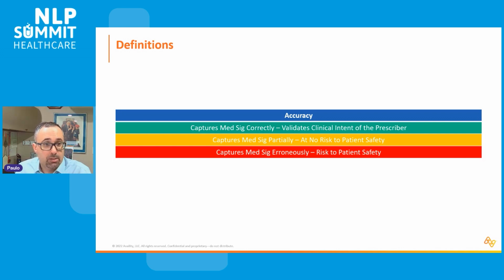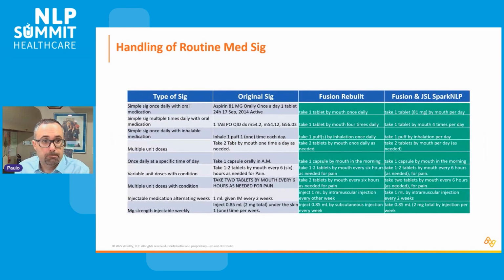And so in terms of accuracy, we looked at, does it capture the medication's prescription correctly, the SIG correctly? This is validating both the clinical intent of the prescriber. And so in this case, it's really done 100% accurately. Is the med sig partially captured at no risk to patient safety? So in this case, there are errors, but they really don't pose significant risk. There may be key pieces of the sentence that we're missing. And lastly, does it capture the med sig erroneously? And does this present a risk to patient safety?